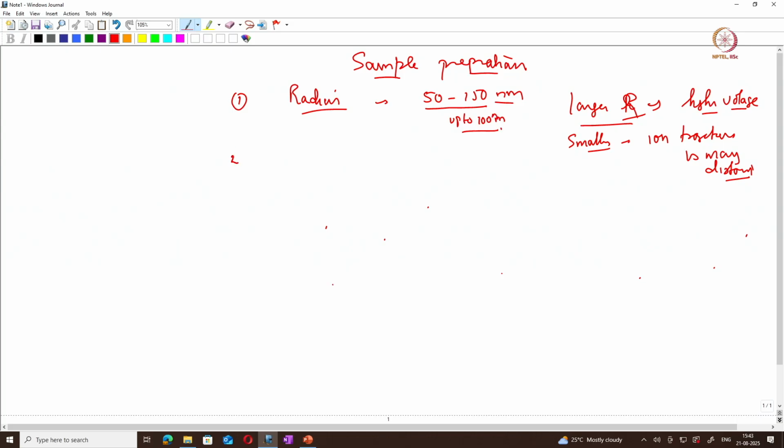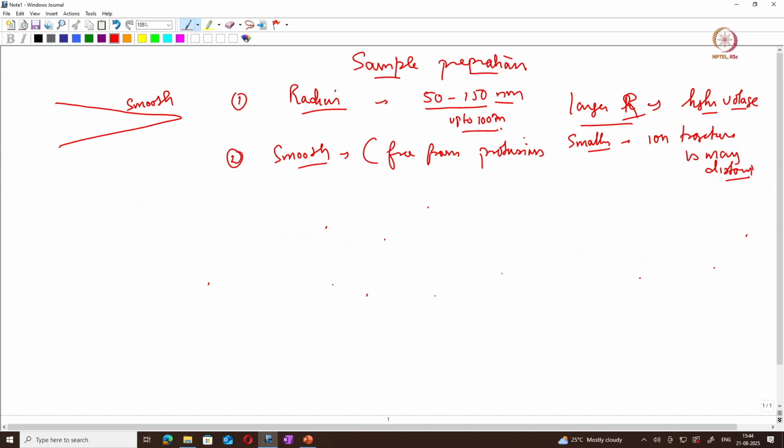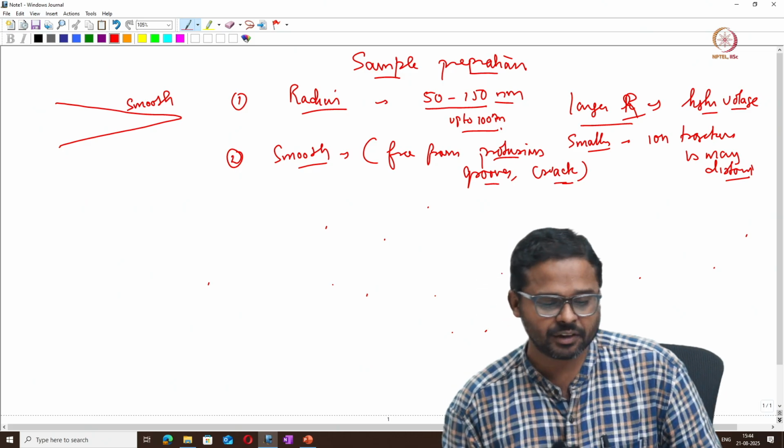Okay, the second condition for the needle specimen. So you have a sharp needle. The second condition is the surface should be smooth, means free from any protrusions, grooves and cracks. Because of these protrusions, grooves and cracks, it is possible that the needle specimen will fracture very easily, so the yield will be very small.